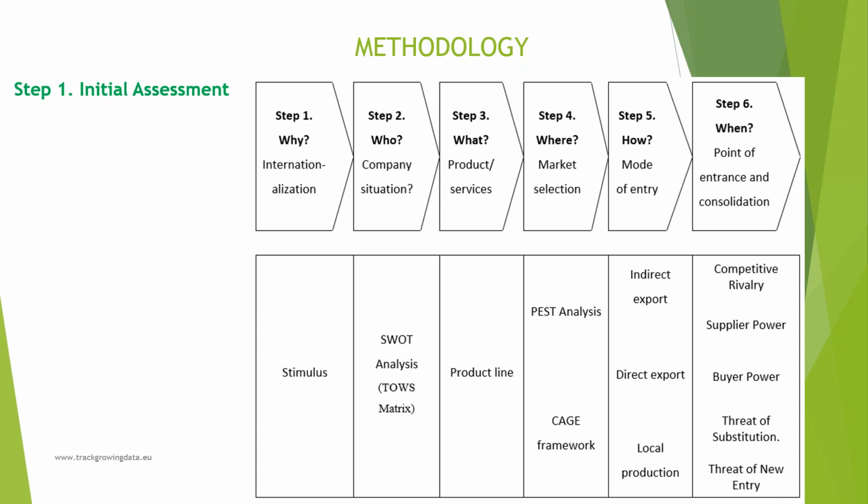For each of these, we are analyzing the situation of the company using different tools. We want firstly to really understand why you want to go to an outside market. We will use the very classical SWOT analysis, but at the same time we will move on to the TOWS matrix, which uses the results of the SWOT analysis. We'll analyze the production. We'll go to PEST analysis and the CAGE framework, and then how to enter the external market.